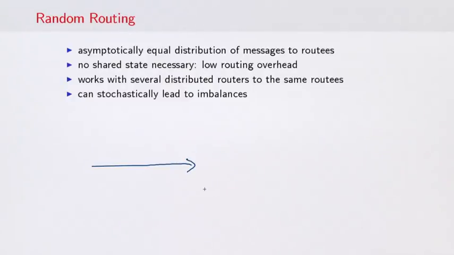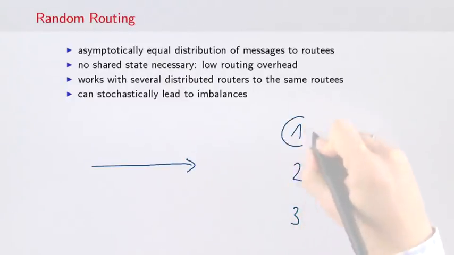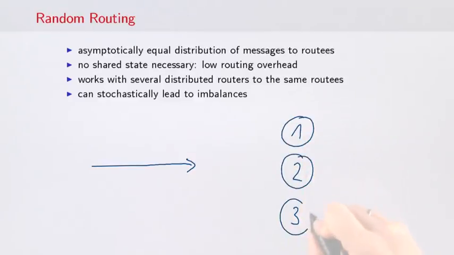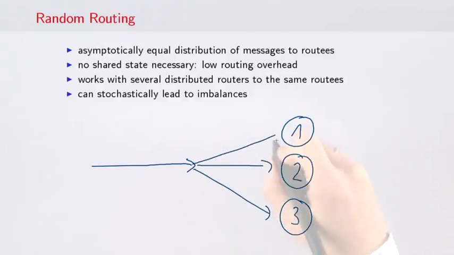We have the incoming message stream, and we have our routees. Each sender of a message to this set of actors randomizes on its own where the actual message goes. That means that there doesn't need to be an intermediate actor here which does anything. This offers the lowest possible routing overhead.